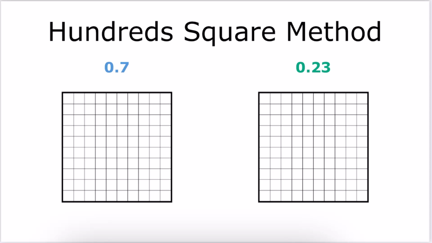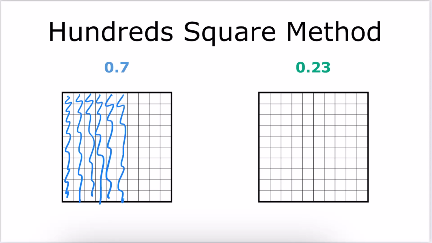So for the 100 square method, basically what you do is you shade in the representation of both of the decimals. So in this case, 0.7 is 7 tenths. So I'll shade in 1 tenth, 2 tenths, 3 tenths, 4 tenths, 5 tenths, 6 tenths, and 7 tenths. And so this shaded in area would represent this decimal.